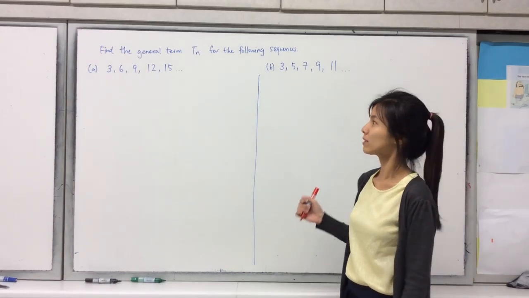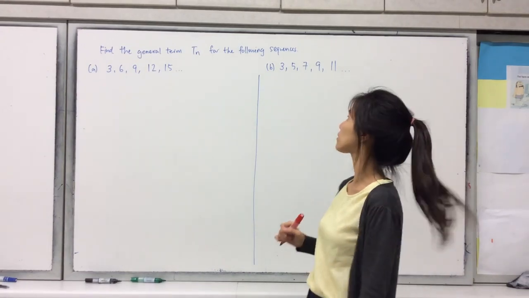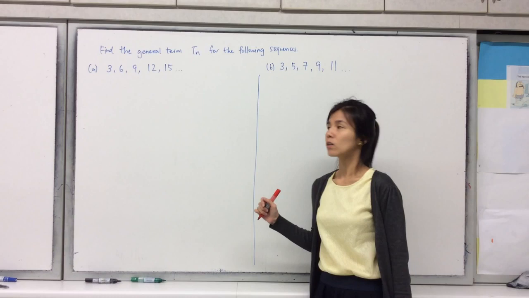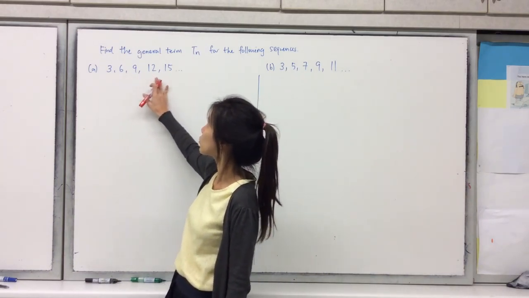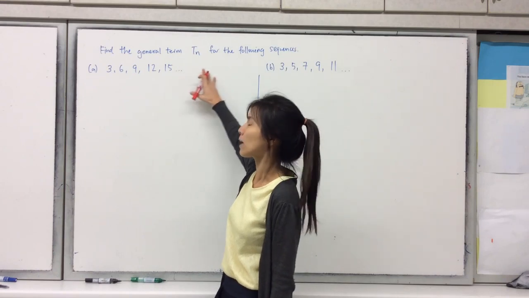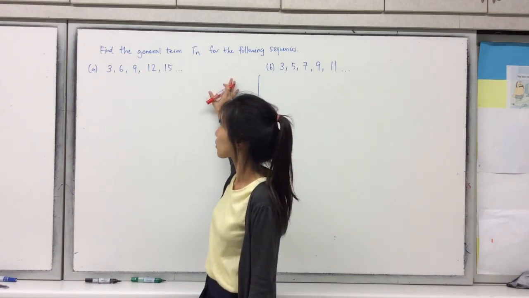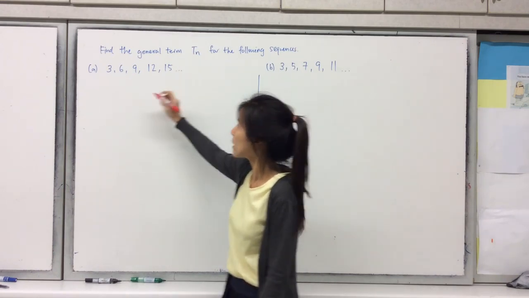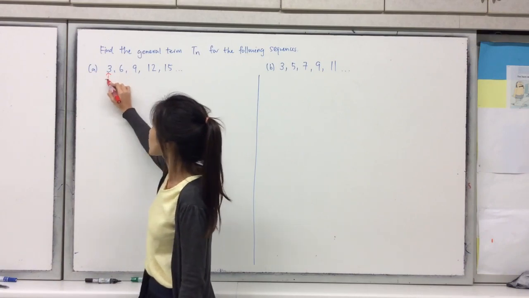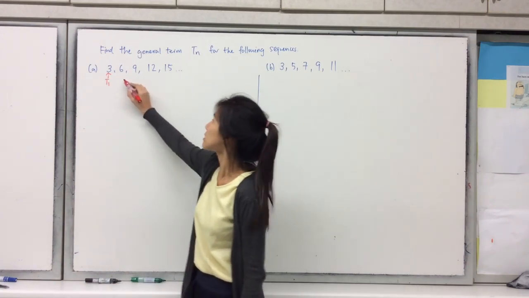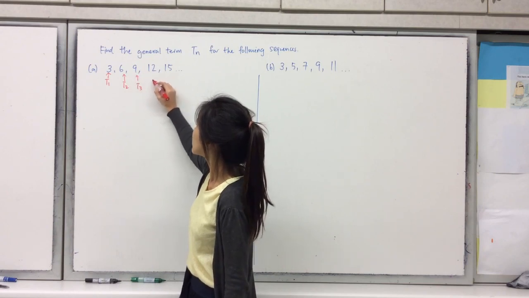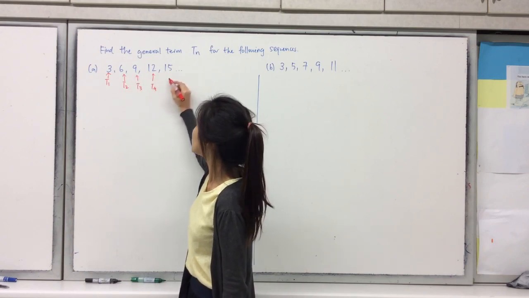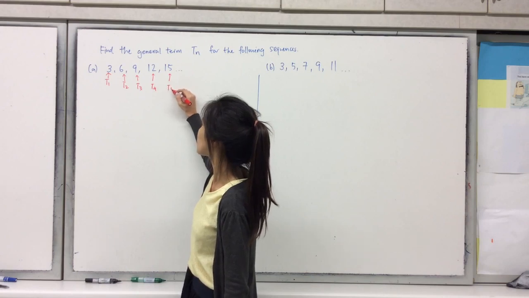Question 2, you're supposed to find the general term Tn for the following sequences. For the first sequence, you found out that it's 3, 6, 9, 12, 15, and there are many other numbers, but it's not stated in the question. So now we know that 3 is your term 1, 6 is your term 2, 9 is your term 3, 12 is your term 4, and 15 is your term 5.